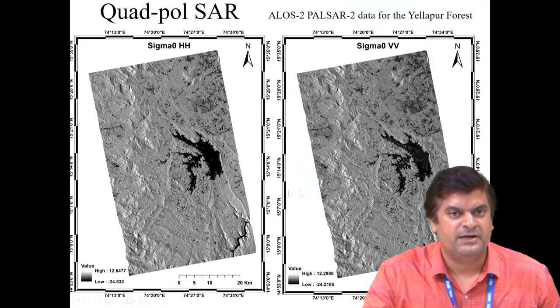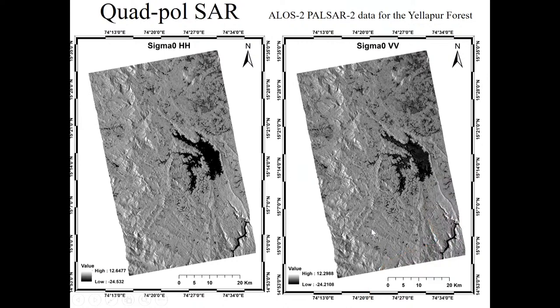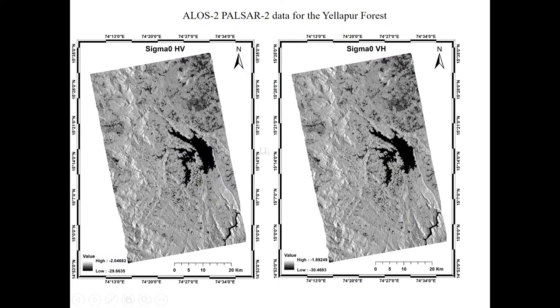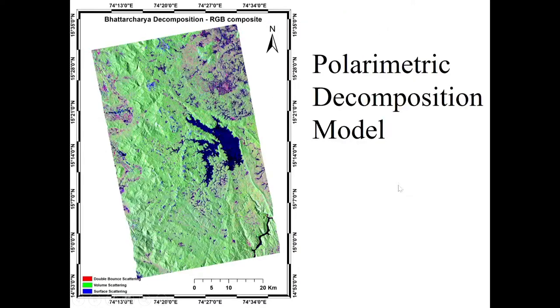Like this is the quad pole data set for the Yellapur forest area of Karnataka. So here you can see that this is the sigma naught image, a radiometrically calibrated image of HH polarization. The second one is of VV polarization. When you go into detail, then only you will be able to find out the changes. And again, these are the HV and the VH polarization. So these 4 polarizations will have 4 different images. It means that each polarimetric combination will be represented by one image.